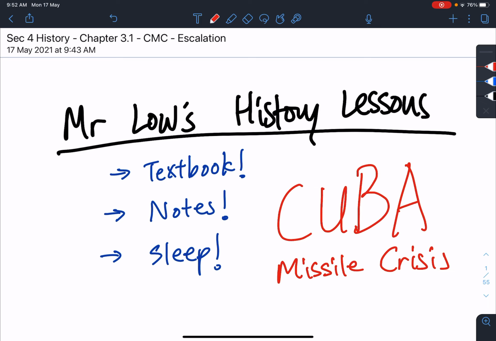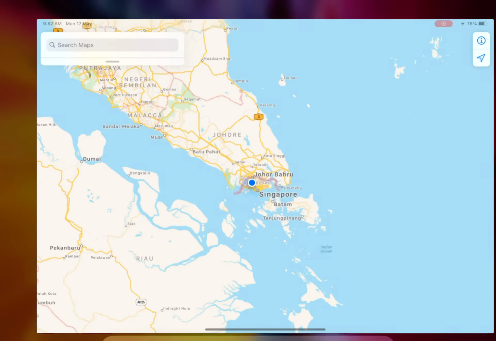This is of course the closest that the world has ever gotten to blowing up in nuclear winter. The question is of course why? Okay, and so firstly, before we look at Cuba, we must know where is Cuba. So let's have a look at a map.